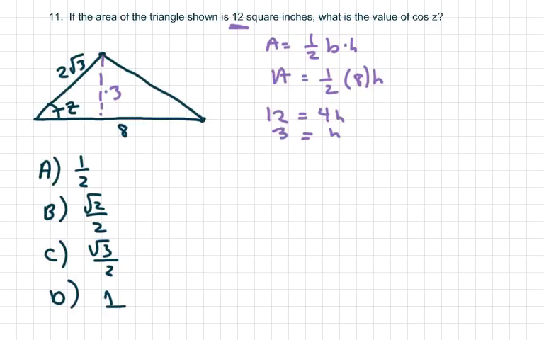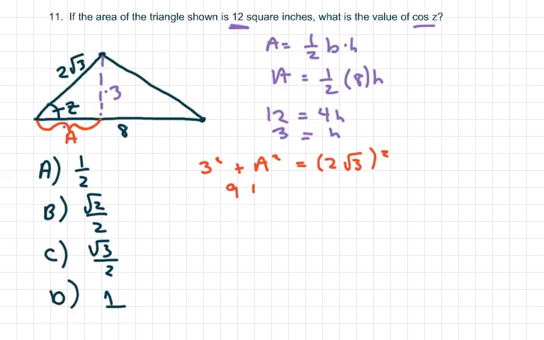So we have opposite, and we need adjacent, because we want cosine. So what we don't have is this length right in here, and that's what we need to find. So let's go ahead and use the Pythagorean theorem, and we're going to get 3 squared plus a squared, I'm going to call this a, plus a squared equals 2 square root of 3, squared.